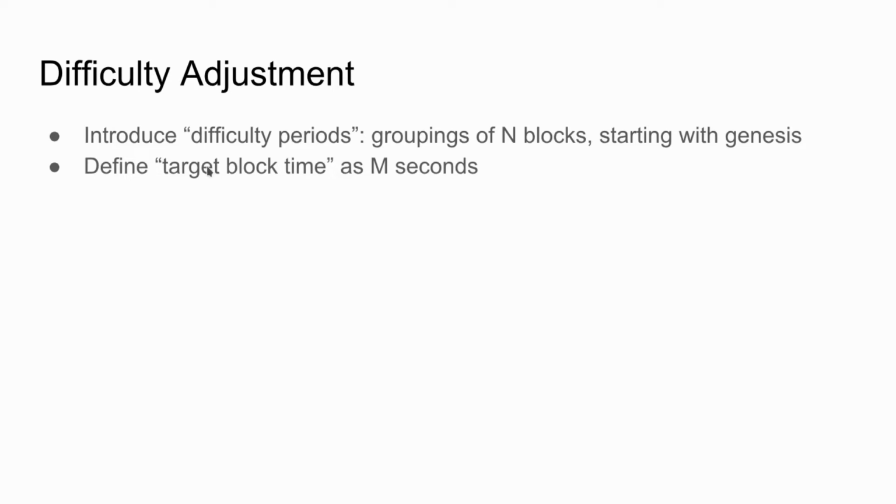Let's define a target block time as m seconds. So we have two variables now, n and m. Then the target duration of a difficulty period, the duration we're aiming to hit every time, is going to be just n times m. It's the number of blocks times the time it takes per block. So the units cancel out, and this is a time. This is n times m, just a number of seconds.